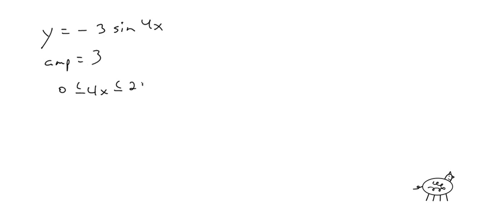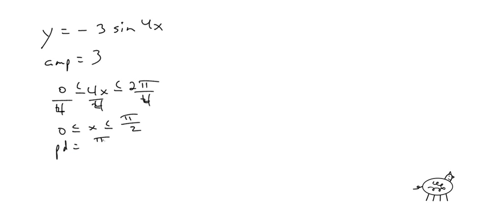Between 0 and 2 pi. So I can divide everything by 4. 0 less than or equal to x less than or equal to pi over 2. Okay, so the period is equal to pi over 2 minus 0.